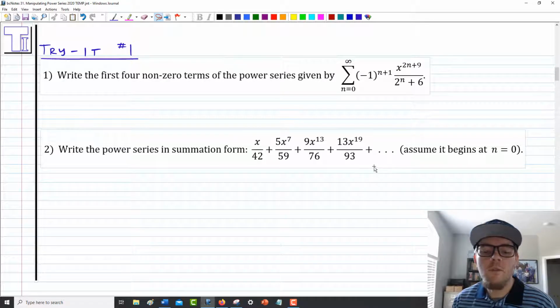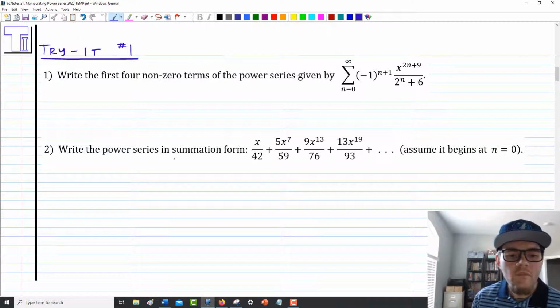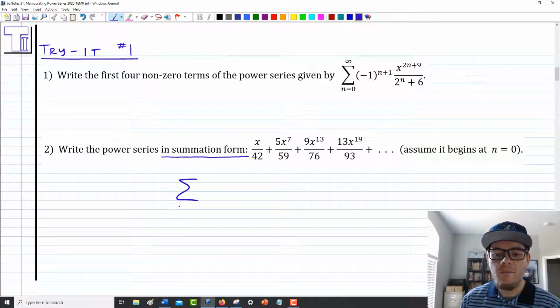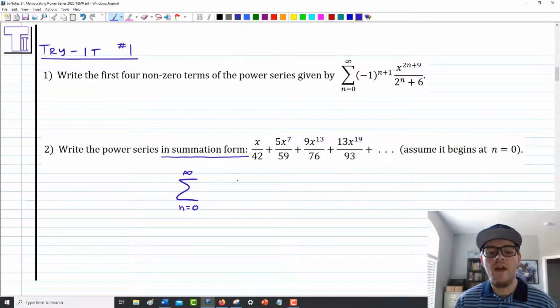Take a power series with a couple terms given and turn it into a power series. As a heads up, the instructions here are a little more precise than that last example was. It says in summation form. That means you want your result to have a sigma. And it also says it begins at 0, so we want it to be a sigma notation that looks like that. Your job will be to fill in whatever goes in there.